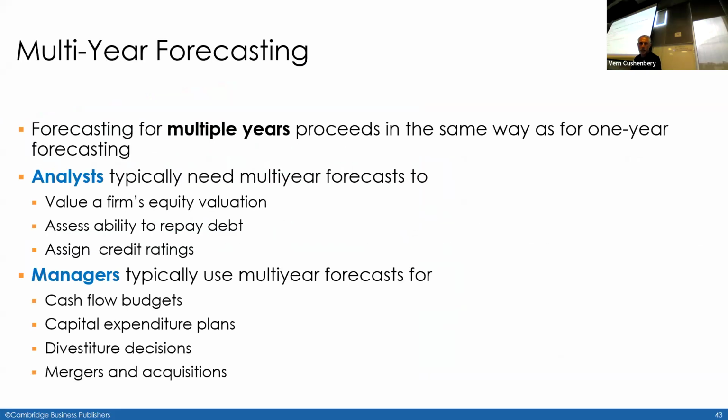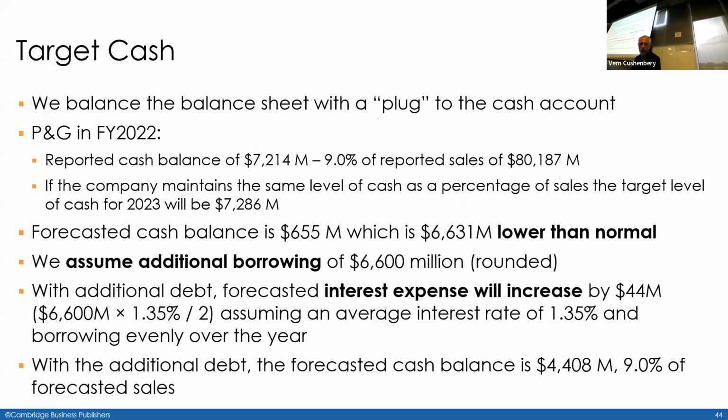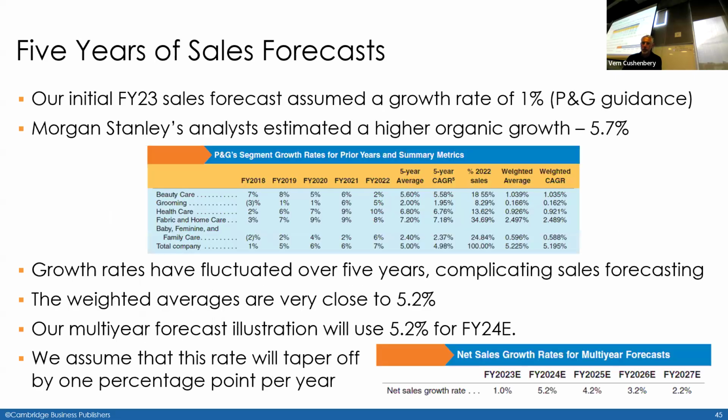Okay, let's look at preparing multi-year financials. And the process is going to be identical. We just have less information. So we're going to look at longer term growth rates. For Procter and Gamble, we have 5-year average growth rates for each of the major lines. But let's look at the total company. Procter and Gamble has grown at a 5-year growth rate of 4.98%. And it's just that simple.